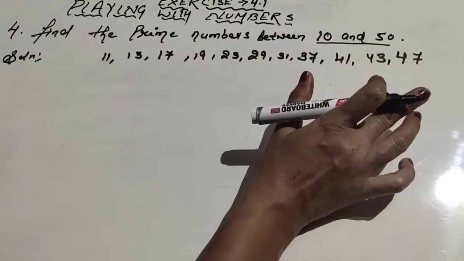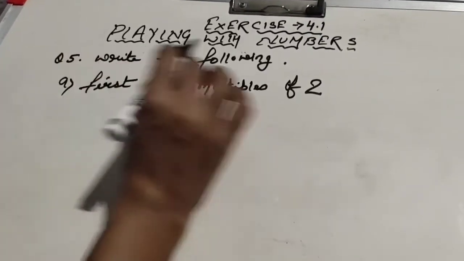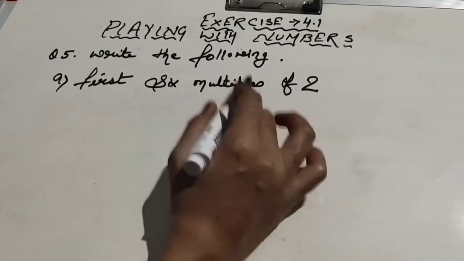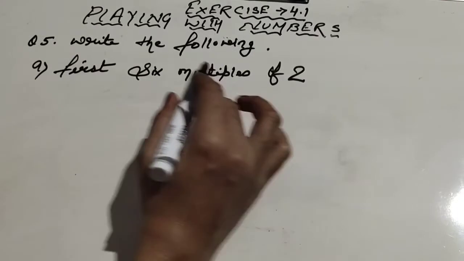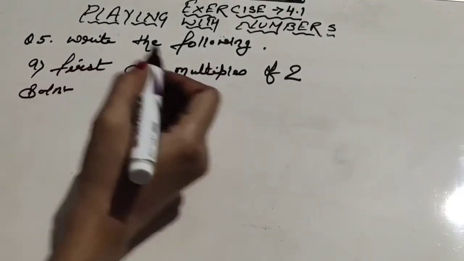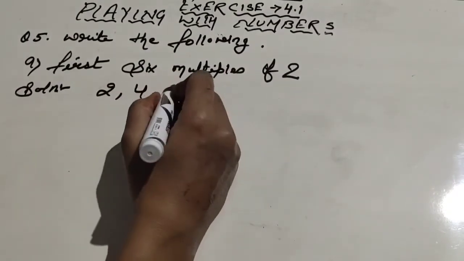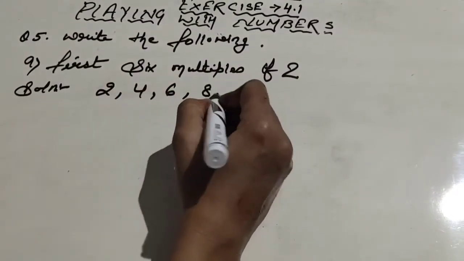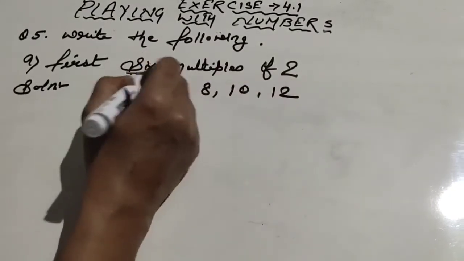Now the next question is question number 5. Question number 5 is very easy. Write the following: first 6 multiples of 2. You just read the table of 2 up to 6. It means 2 1s are 2, 2 2s are 4, 2 3s are 6, 2 4s are 8, 2 5s are 10 and 2 6s are 12, because 6 multiples are asked.